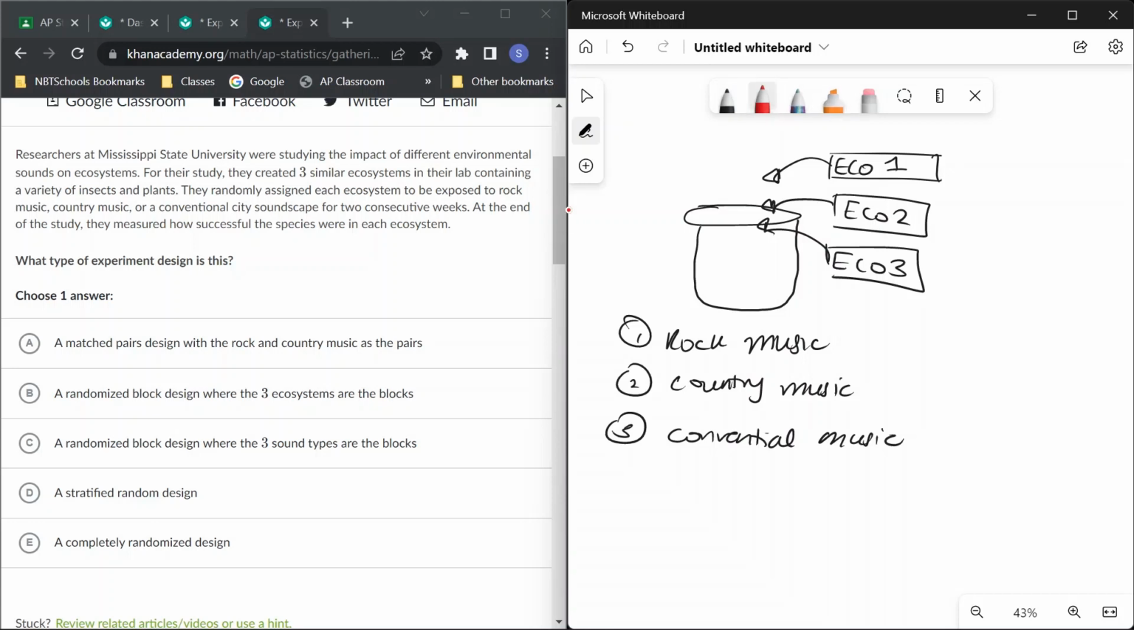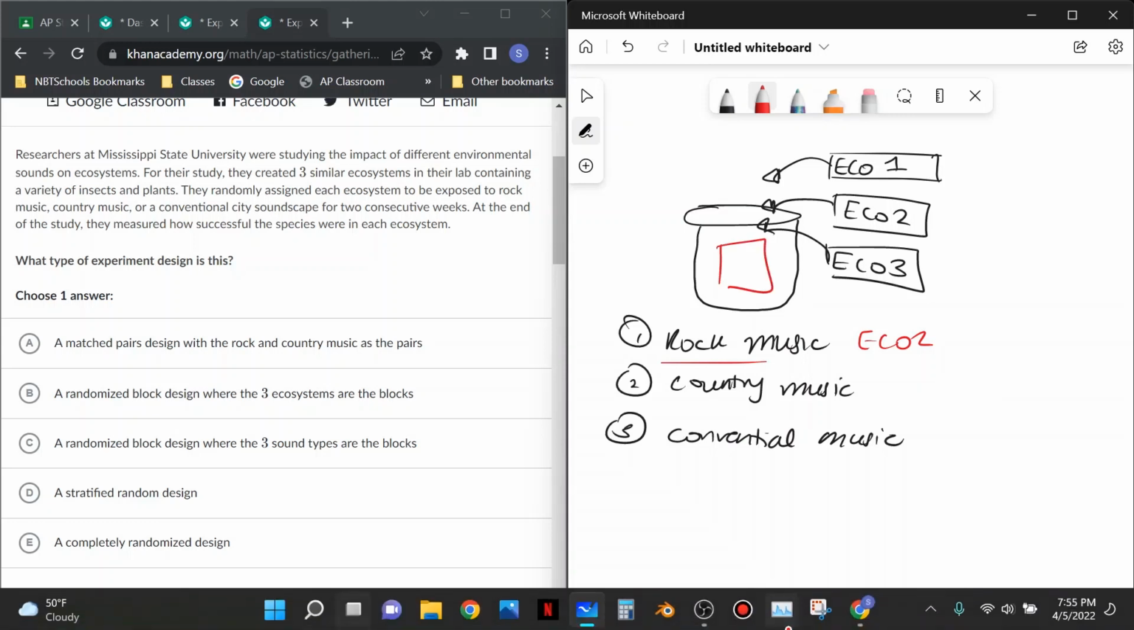Okay, and then from rock music, we're gonna pull out of the hat an ecosystem. Let's say we do rock music first. Mix the hat and pick, and let's say you get 2. So rock music gets ecosystem 2. Then you do the same thing: shake the hat and pick one of the ecosystems, and let's say you get 3. So that's eco 3, and then the last one is obviously eco 1.